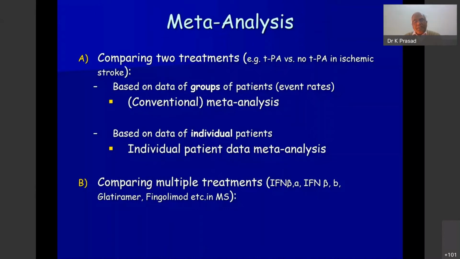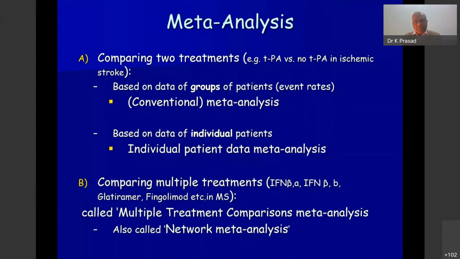Then you are comparing multiple treatments. If you are comparing multiple treatments, then we should call it multiple treatment comparison meta-analysis. This is too long a name, so it is also called network meta-analysis, because the figure which emerges from this looks like a network. So that is what network meta-analysis is.